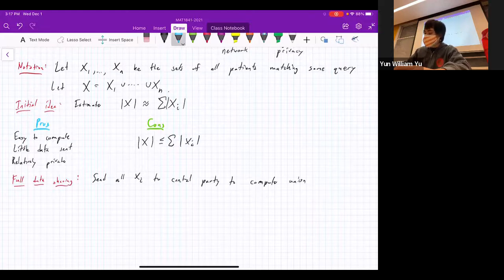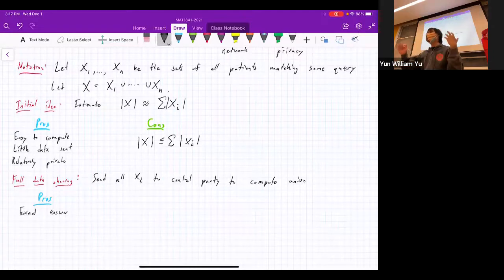Okay, and let's have some pros. The biggest pro is that it gives you the exact answer. In fact, it's pretty easy to show that you basically have to do this. You basically have to send all this information if you want an exact answer. There's no real way around it. You can do things to obfuscate the answer, but you do need to send something that contains the information of all your patients if you want an exact answer.